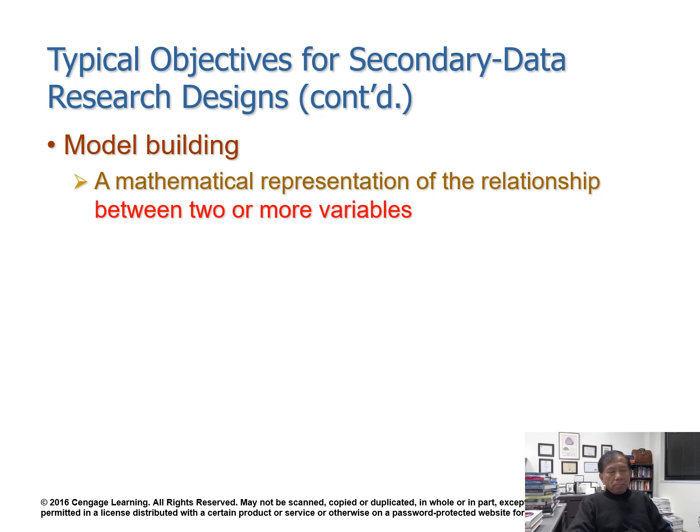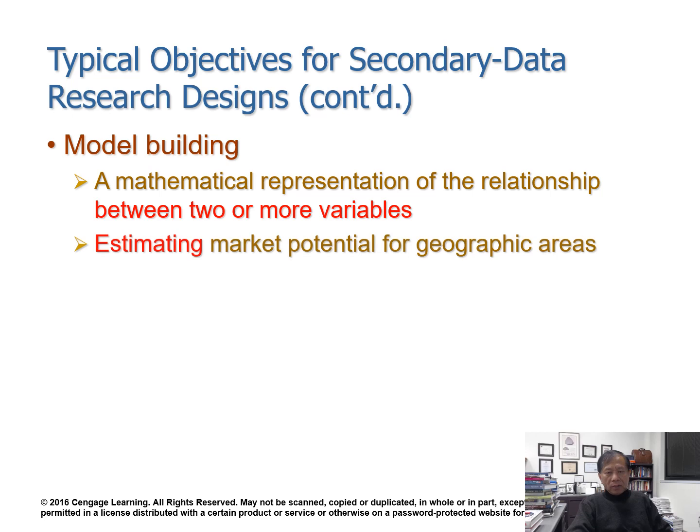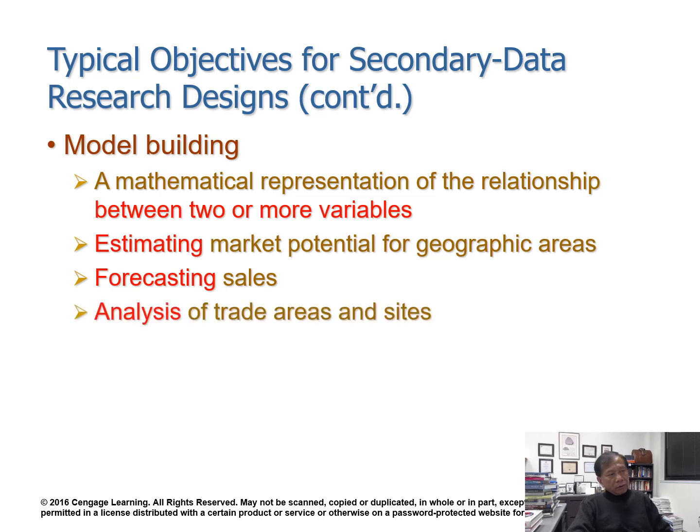Model building is a mathematical representation of the relationship between two or more variables. Using secondary data, you can build your model, your theory. You can use that to estimate market potential for geographical areas. What is the market potential? How many units or how much in dollar sales do you expect to sell in the next quarter or year? You can use that to forecast sales for your team, for your region, for the product line, for the type of customer you are trying to reach.